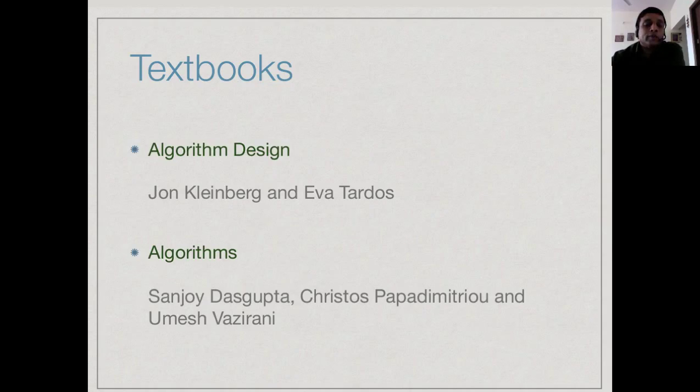The book by Dasgupta, Papadimitriou, and Vazirani is a slimmer book. It's more easy and accessible to read on your own. But on the other hand, it does leave a lot of details as exercises. So in order to really understand the material, you really need to spend more time working out the exercises and not just go by the material that's presented in the chapters.